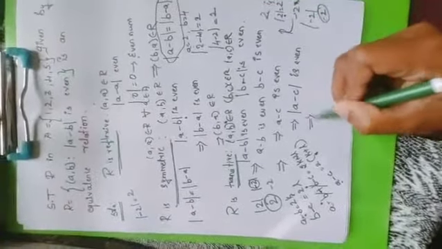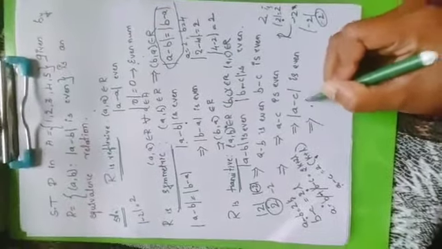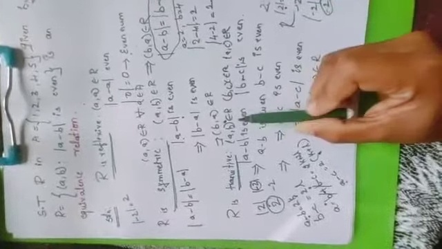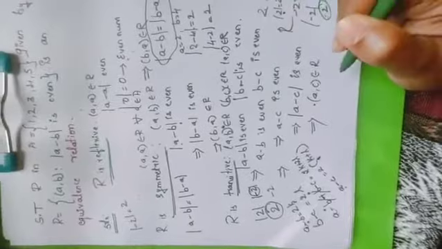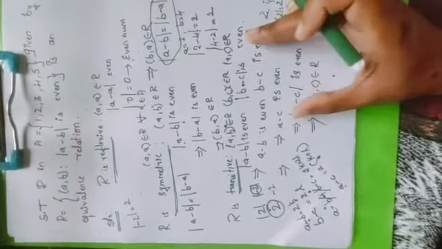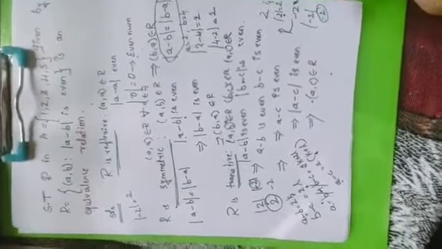What do you mean by modulus of A minus C is even? Ordered pair A comma C belongs to R. So we started with A comma B in R and B comma C in R, and we have proved that A comma C is also in R, which means that R is transitive. So the given relation is reflexive, symmetric and transitive. I hope you're clear. Thank you.